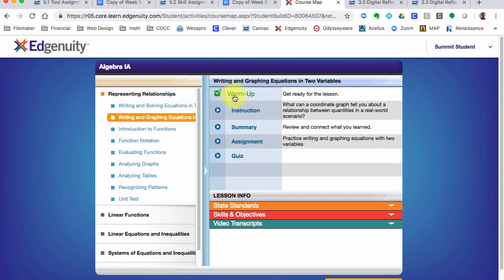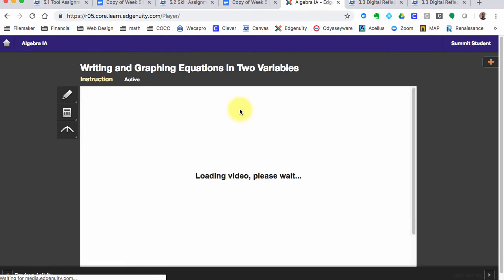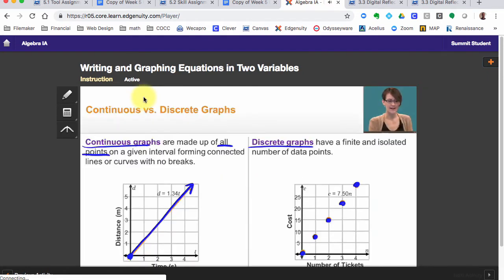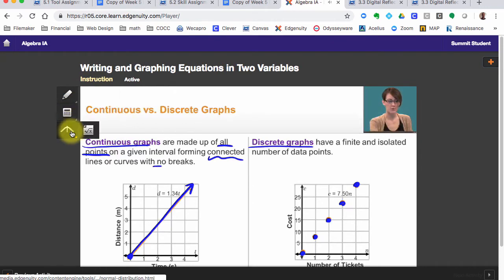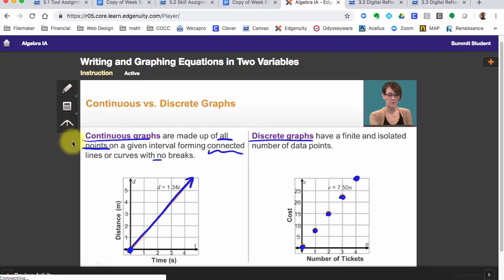And I can see that now there's the warm up, and now I'm on the instruction. I'm going to go ahead and click into the instruction. I just want to show you a little bit of what's in here, what an instruction lesson looks like. Edgenuity is mostly video based. So let me go ahead and pause it. And you can see, let me point to a couple things. There's still my highlighter, still my calculator.